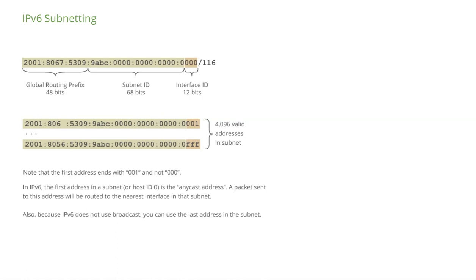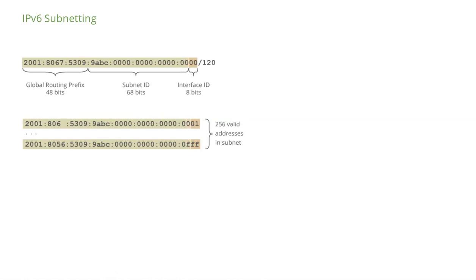Now, say that you would like to create a smaller subnet. If we extend the prefix length by 4 more bits, there are only 8 bits left for the interface ID, which will allow for 256 valid addresses in the subnet. But maybe that isn't enough. What if you wanted to create a subnet that had more than 256 addresses, but less than 4,096? To visualize the subnet mask for a prefix length that does not fall on a 4-bit boundary, you will need to look at the address in binary.